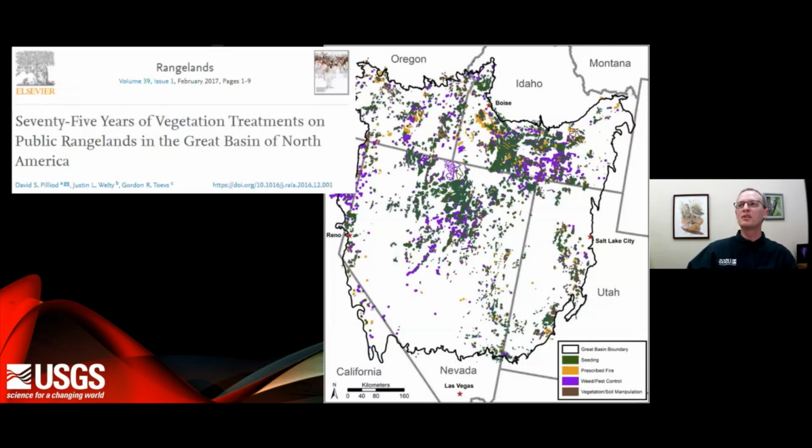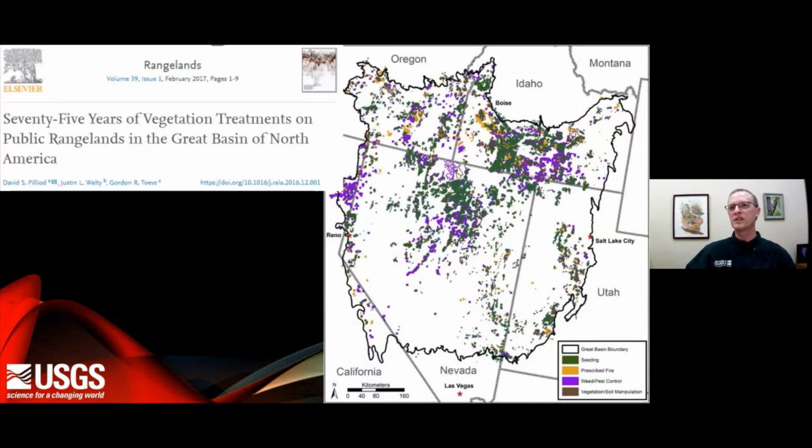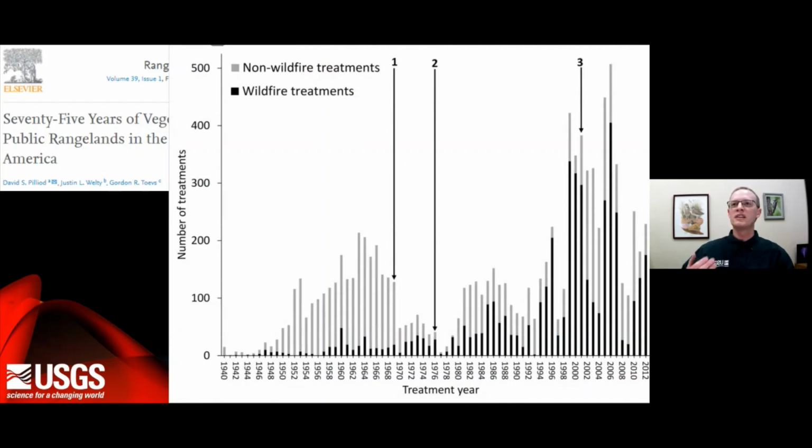Let's start with this paper looking at 75 years of vegetation treatments in the Great Basin. Again, to orient everyone, the Great Basin is centered on Nevada and includes parts of the surrounding states and is a hotspot for BLM treatment activity, particularly in the northern and central Great Basin. In this paper, we used the LTDL to analyze how patterns and trends in BLM treatments changed over time, basically asking the question, how has the BLM changed its treatment practices over the decades in the Great Basin?